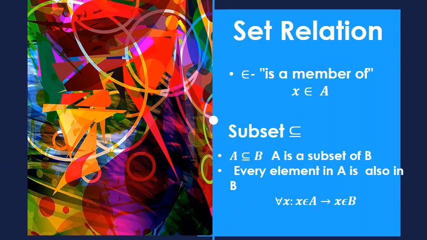Next one, we have set relations. We already know about this symbol. It is read as is a member of or is an element of. So x is an element of A. We had already discussed this subset. So we have this one.